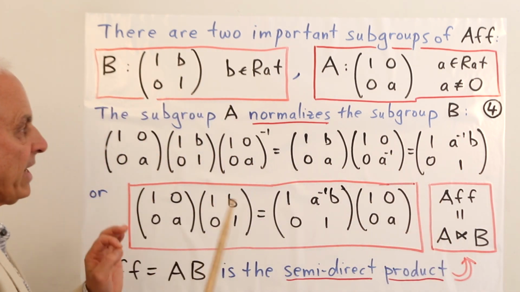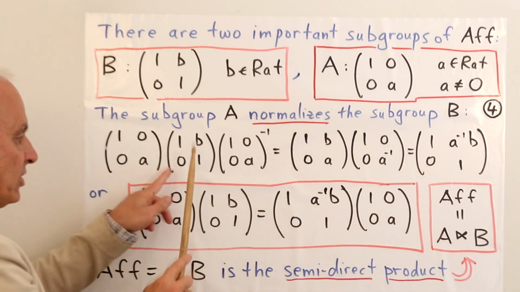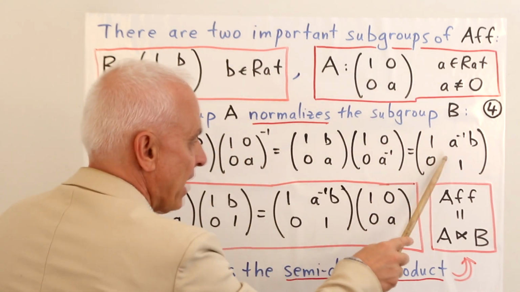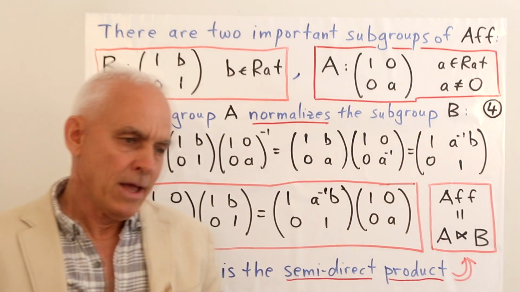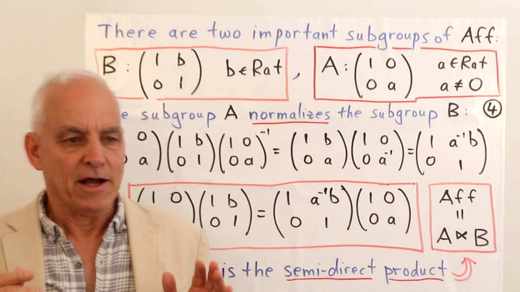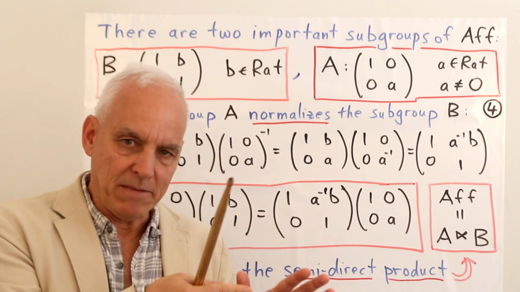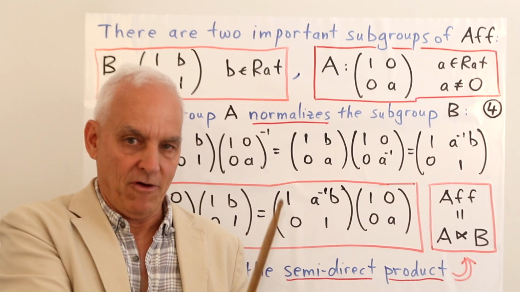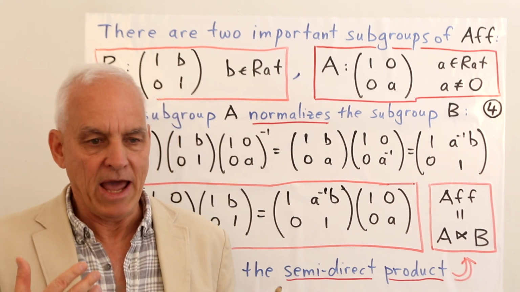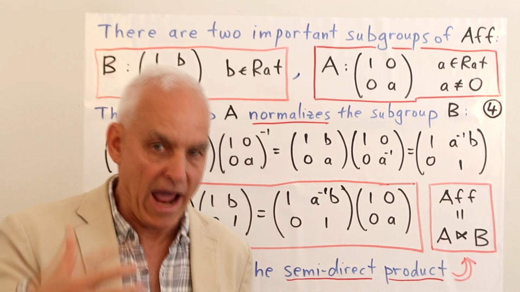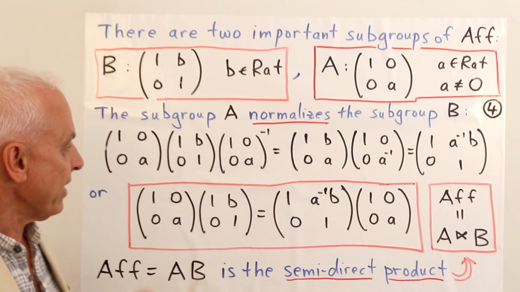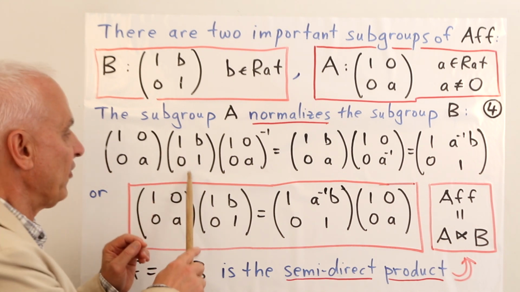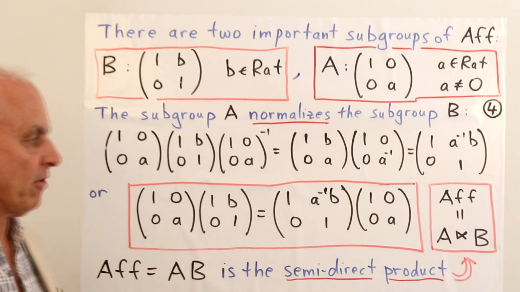So in other words, we're getting another element of B. We started with an element in B, and we performed this conjugation, and we got another element of B. So in group theory language, that means that A is normalizing B. Another way of saying it is that A is a subgroup of the normalizer of B. Or another way to think about it is that we have a conjugation action of A on B. Because now if we take any element in A, say this one here, then we can act on elements in B to transform them to other elements in B.